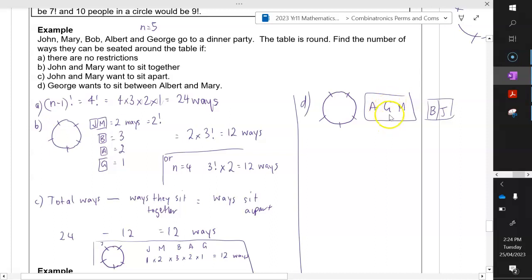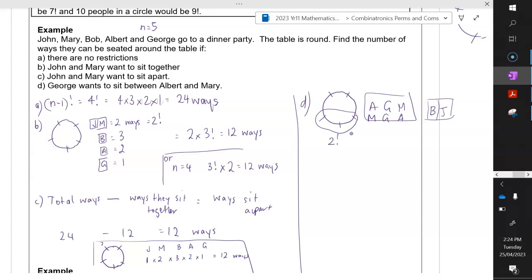So George has got to be in the middle. So Albert could be on the left of George, Mary to the right, or we could have it the other way around. We could have Mary, George and Albert, and they would take up 3 positions in this table. Okay, but we've got to group them together. So maybe they're grouped into that section there. But there's 2 possible ways, or 2 factorial ways that they can move around.